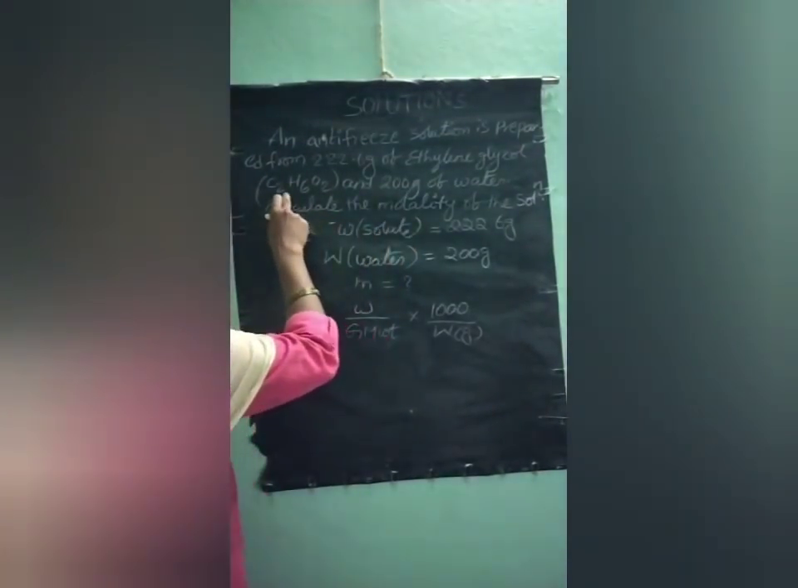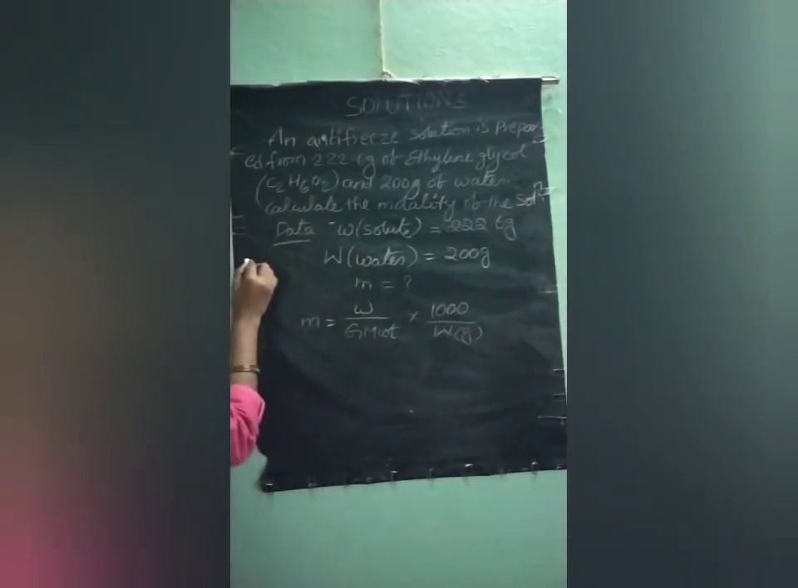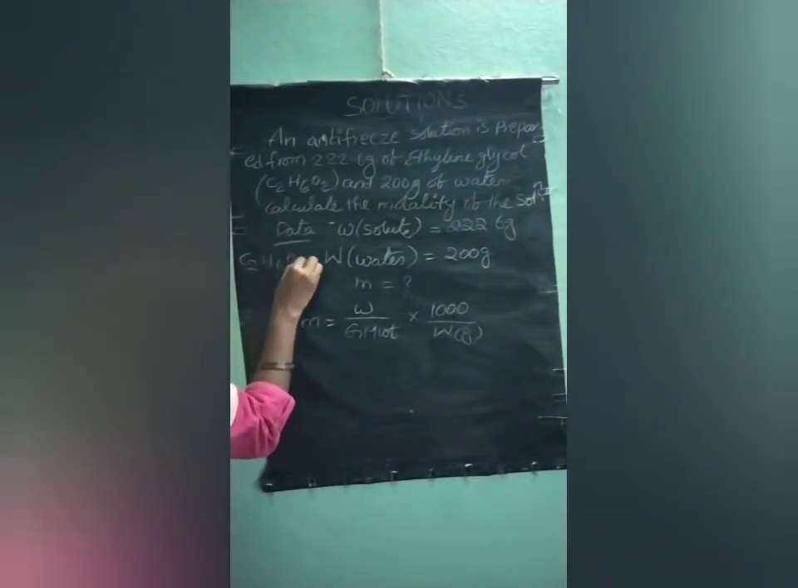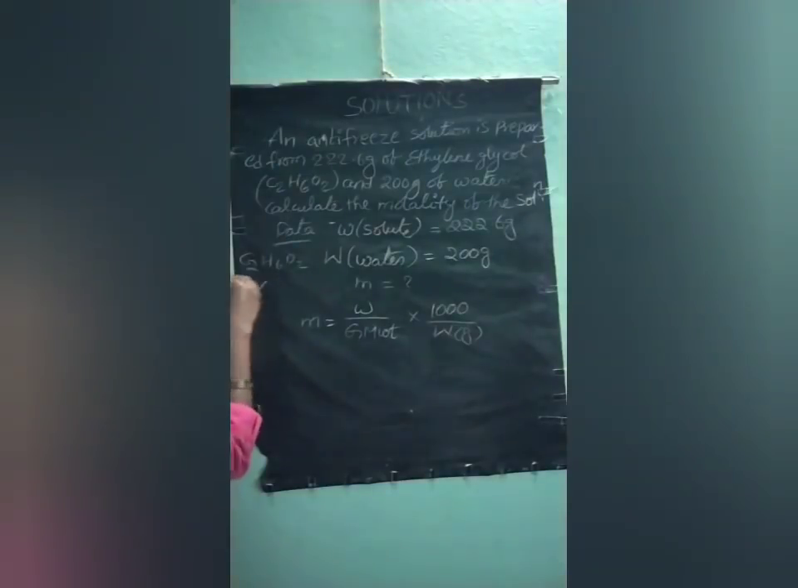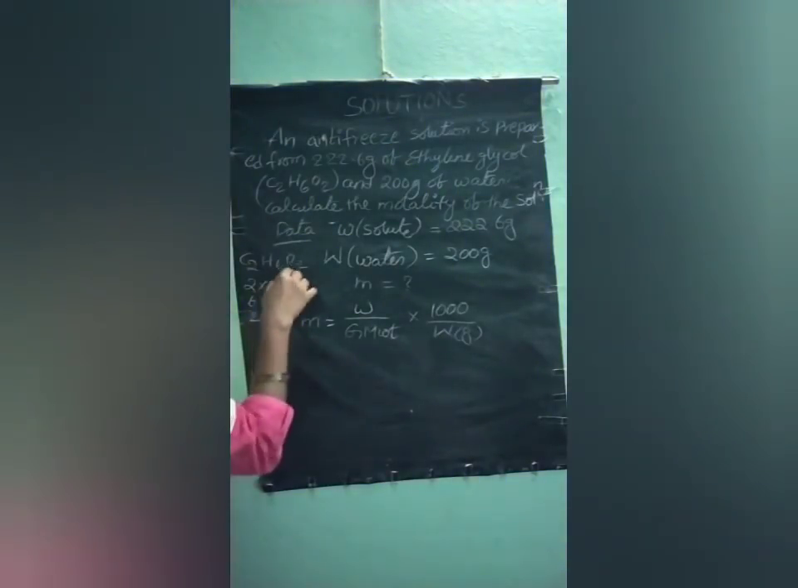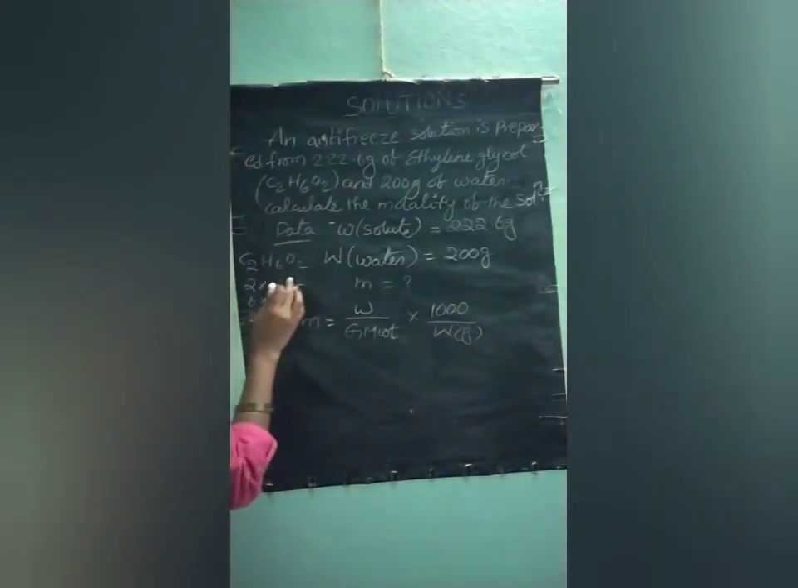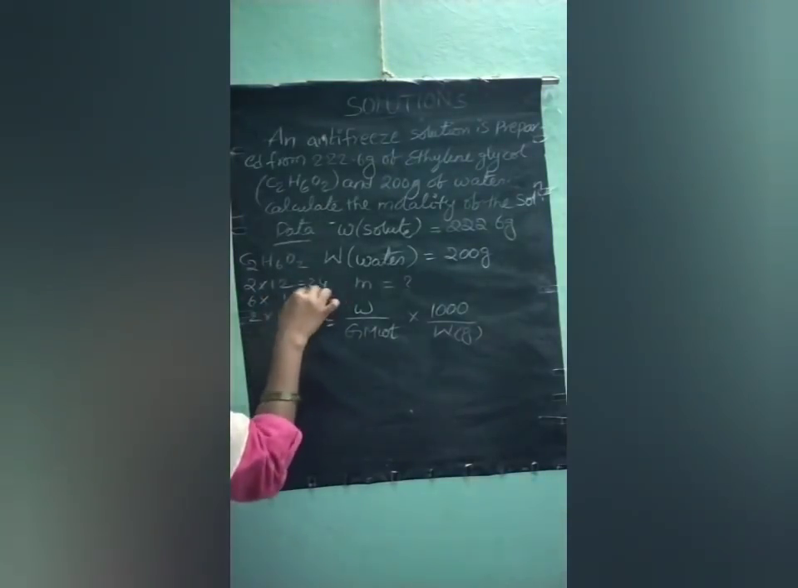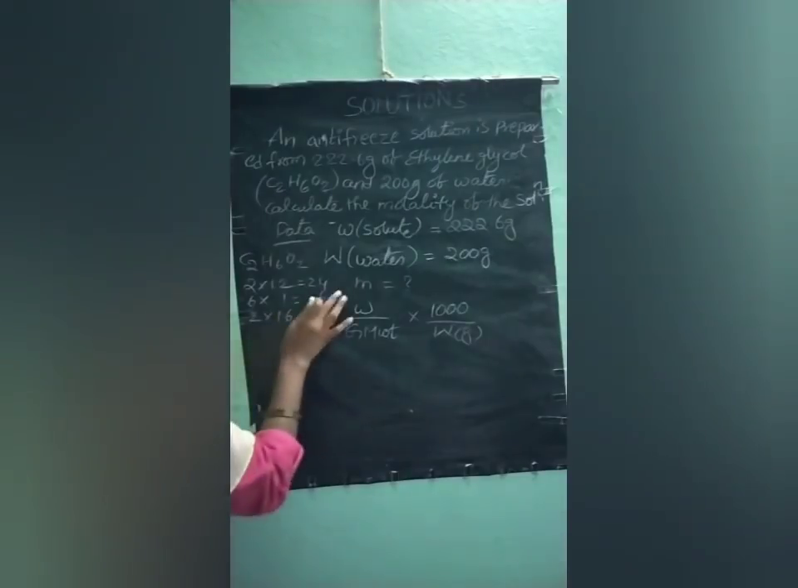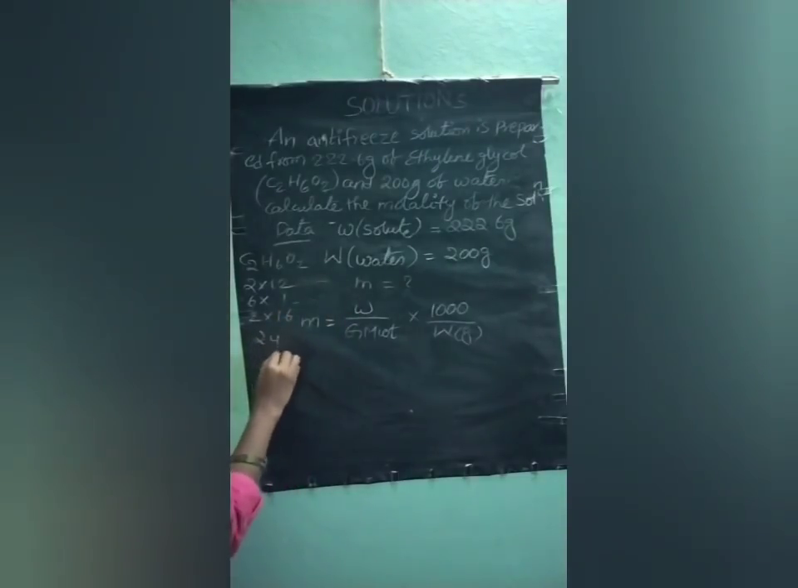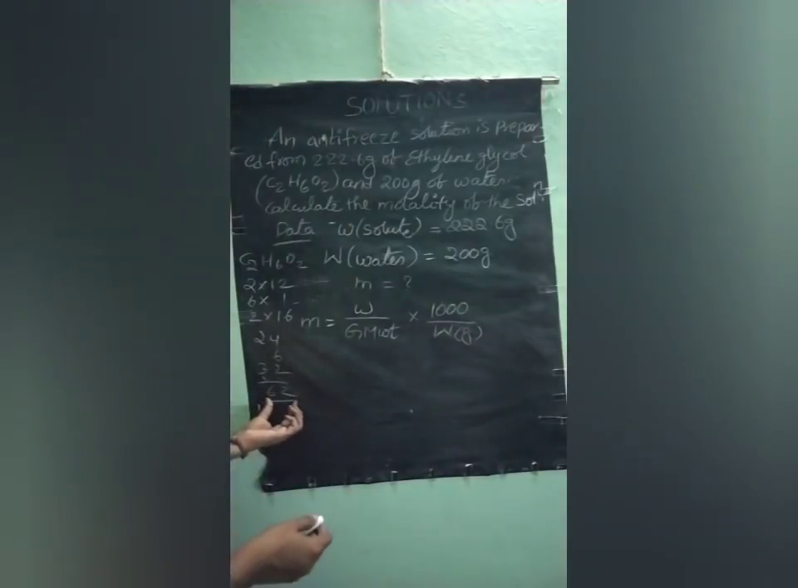The molecular formula of ethylene glycol is C2H6O2. Here two carbons are there, 2 into carbon is 12, and 6 hydrogens are there, 6 into hydrogen is 1. 2 oxygens are there, 2 into oxygen is 16. So in total we get 24, 6, 32. Total we get 62. So this is the gram molecular weight of ethylene glycol.